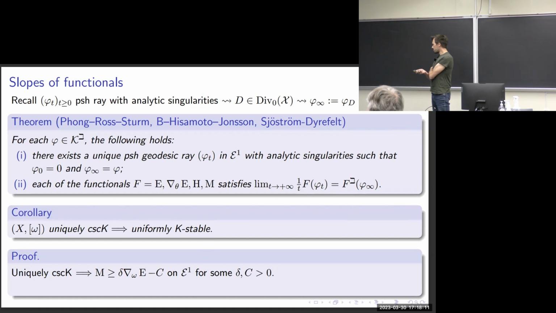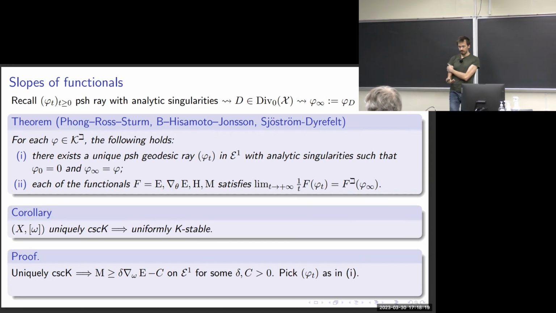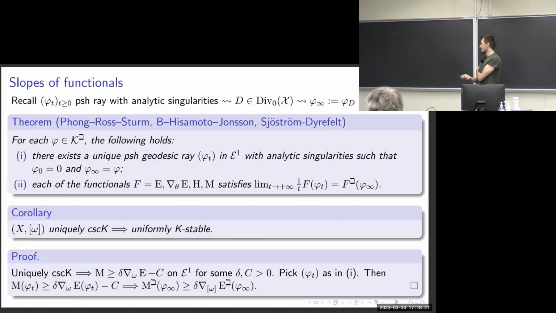And then what you do is that you pick phi t as in the theorem. So you pick one of these non-Archimedean Kähler potentials, you realize it as a ray phi t, and you plug phi t into the coercivity inequality for M. And now you divide by t, you let t go to infinity, and then it kills the constant c, and you get exactly the uniform K-stability condition.